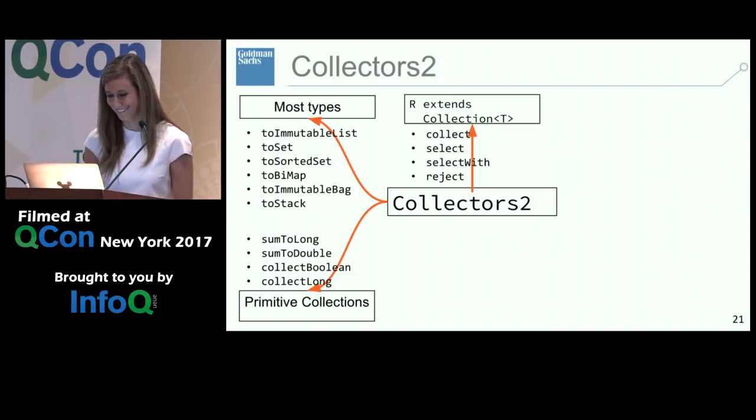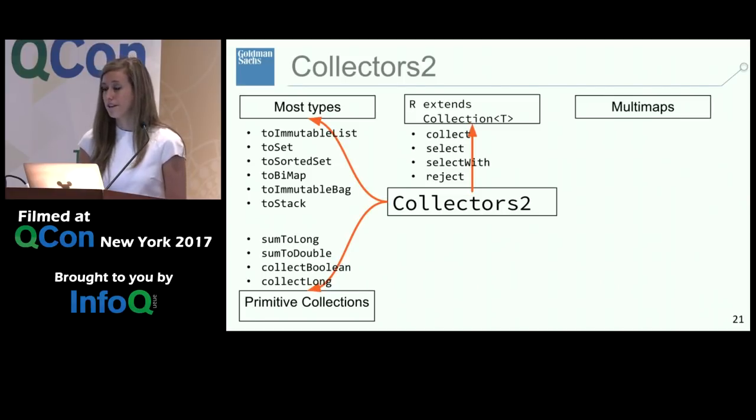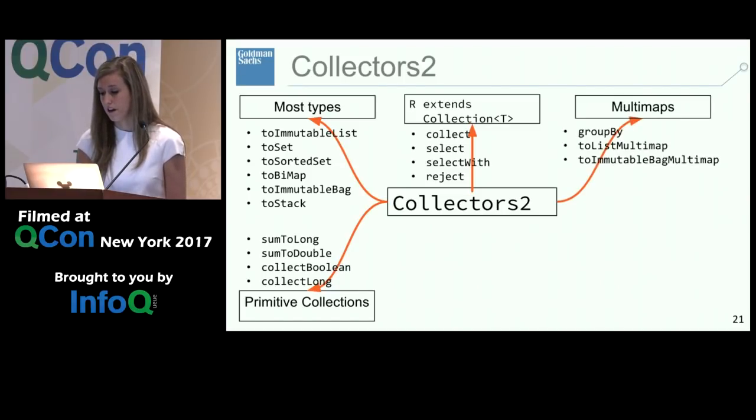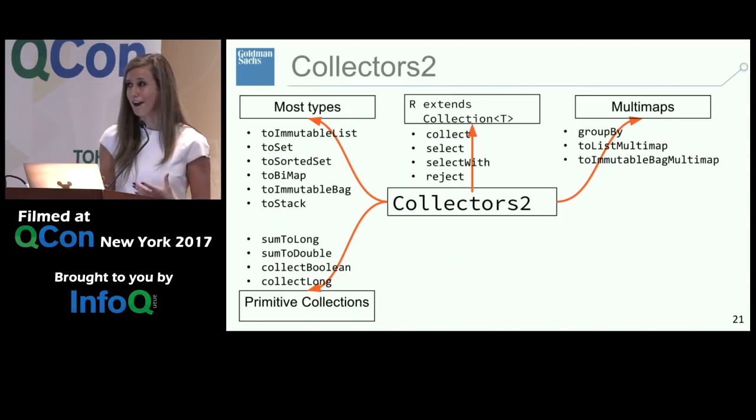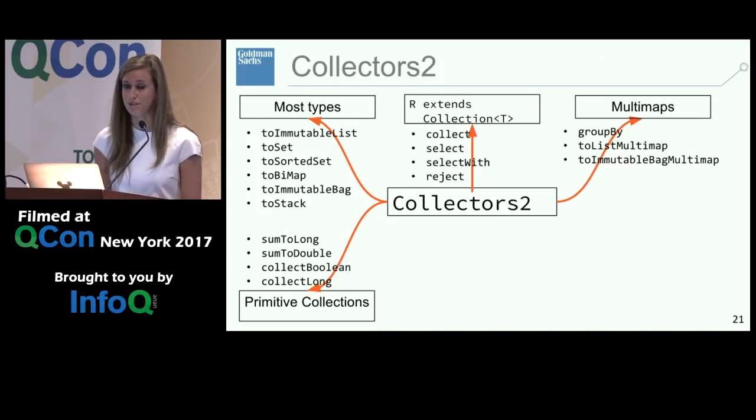There's way more. We have a full set of multi-maps, which is, again, an Eclipse Collections concept, not really in the JDK unless you wanted to implement it yourself. So you can do things like group by, say, toList multi-map or toImmutable bag multi-map. So you can see we have all these varieties of different types of multi-maps that you can use. So any type you want, it's probably there.